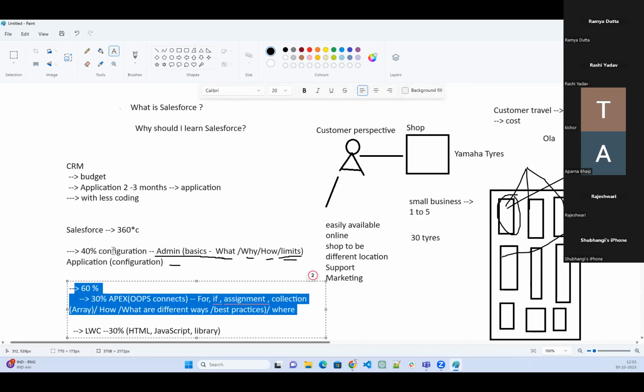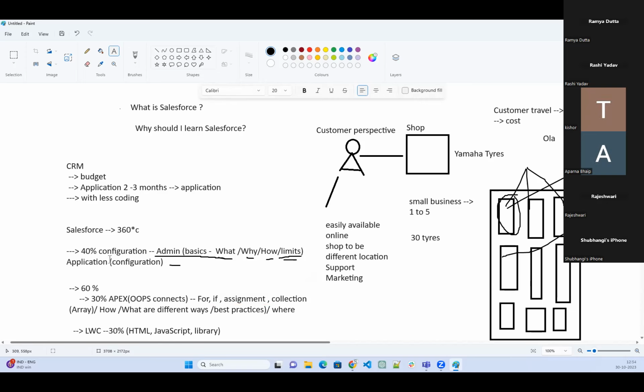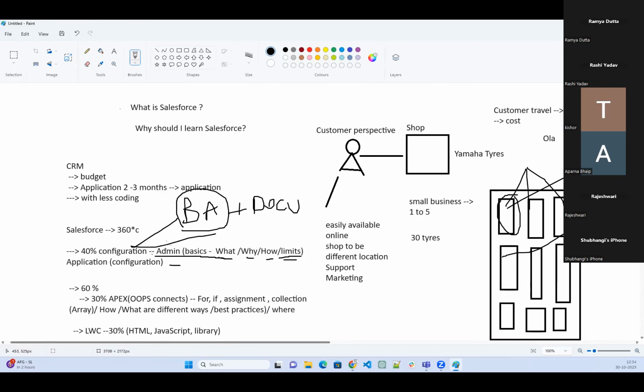Now, if you want to stop at this part, you have different ways to go into Salesforce. One is configuration. If you are very perfect in configuration, different opportunities are available, like business analyst. If you are very good in configuration, you can go for business analyst. If your background is sales and marketing, you know how to do the marketing and sales, and what is happening in the background, you can be part of it as a BA. You need to know documentation, how to write documentation for each story. So you should know it.